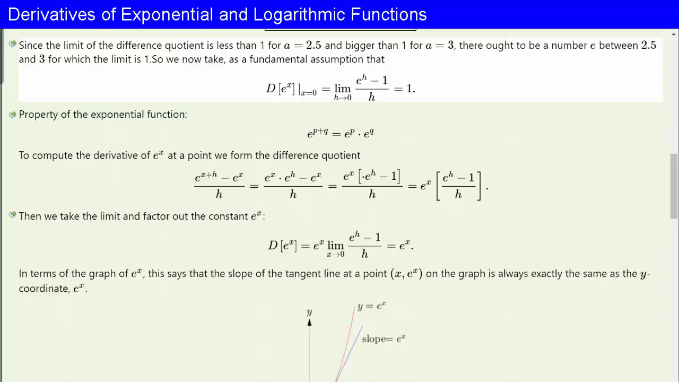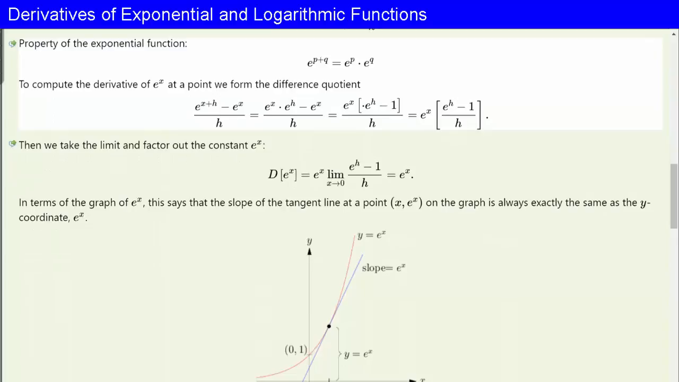That is, since the limit of the difference quotient is less than 1 for a equal 2.5, and bigger than 1 for a equal 3, there ought to be a number e between 2.5 and 3 for which the limit is 1. For now we take this on faith, and we make a promise to nail it down at a later date. So we now take as a fundamental assumption that the derivative of the function e to the x at x equals 0, which is the limit as h goes to 0 of (e to the h minus 1) all divided by h, that limit is 1.